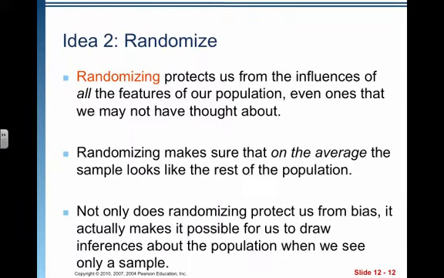Not only does randomizing protect us from bias, it actually makes it possible for us to draw inferences about the population when we see only a sample, and that's going to be critical for pretty much all of second semester. That's what we're going to be doing. We're actually going to be making inferences about populations based on what we find out about samples.